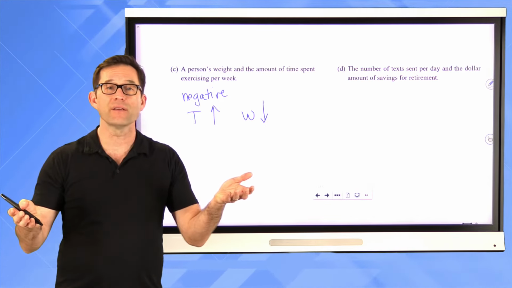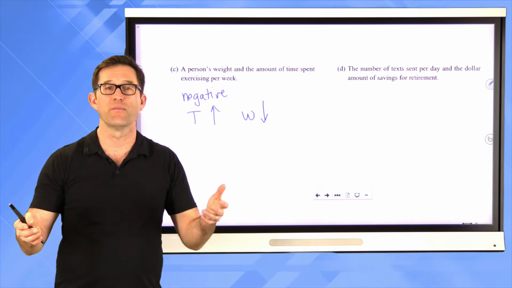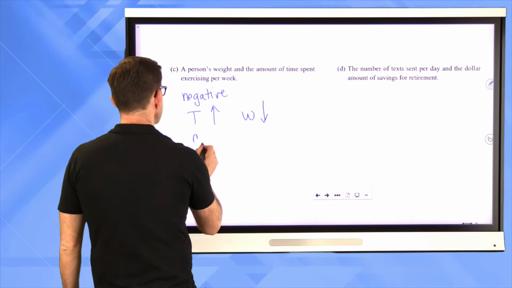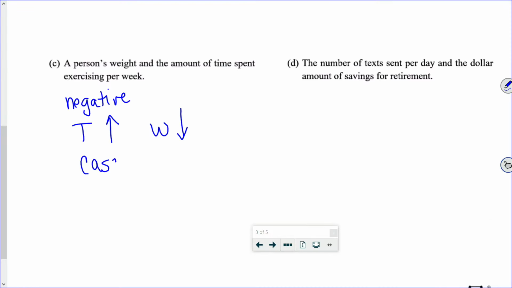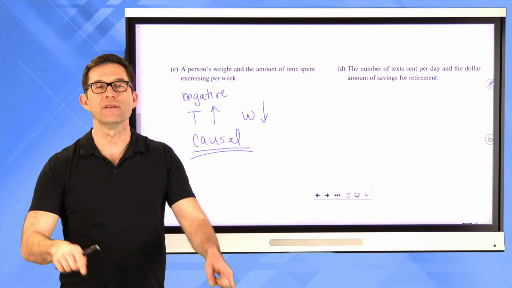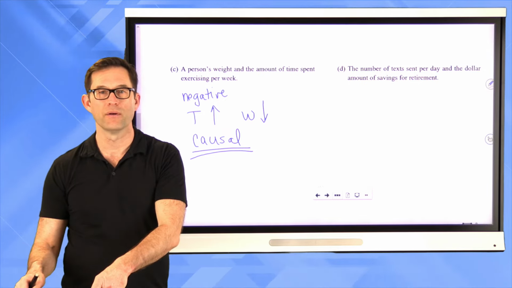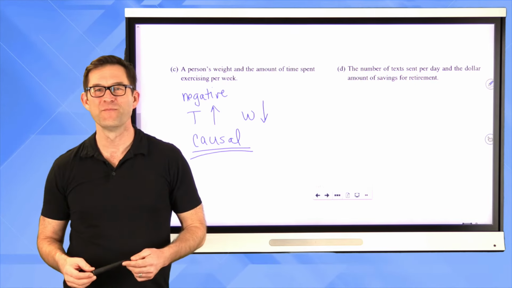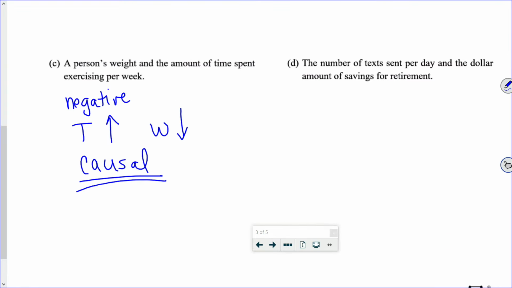If I spend a lot of time in the gym, getting on a treadmill or whatever, my weight's going to go down. So this is a negative correlation, and it is definitely, I keep wanting to say casual, it is definitely causal. There's causation there. The amount of time that I spend in the gym is causing the weight to go down. All right, and the final one, which I think is a little bit tricky, but let's take a look at letter D. The number of texts sent per day and the dollar amount of savings for retirement.